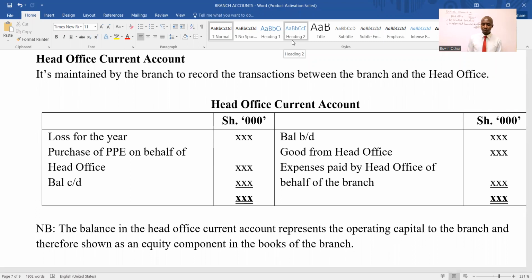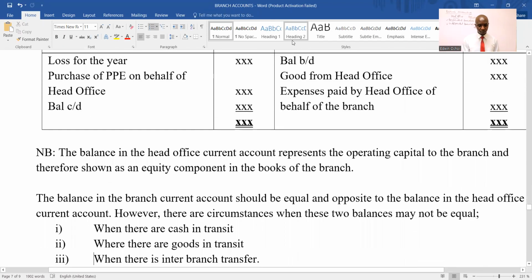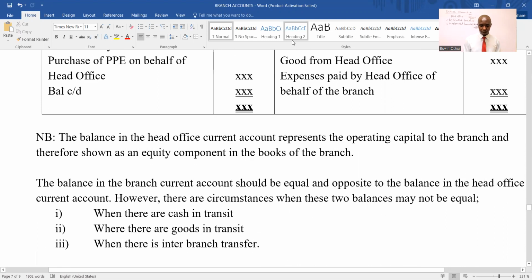The head office current account represents operating capital to the branch. That is why it will be shown under the equity part in the books of the branch, meaning that when we prepare the statement of financial position, this head office current account balance will be recorded under equity. The reason being, the balance in the head office current account represents operating capital to the branch.